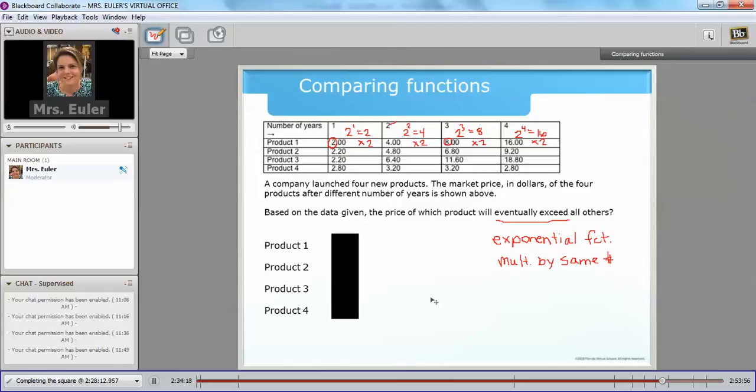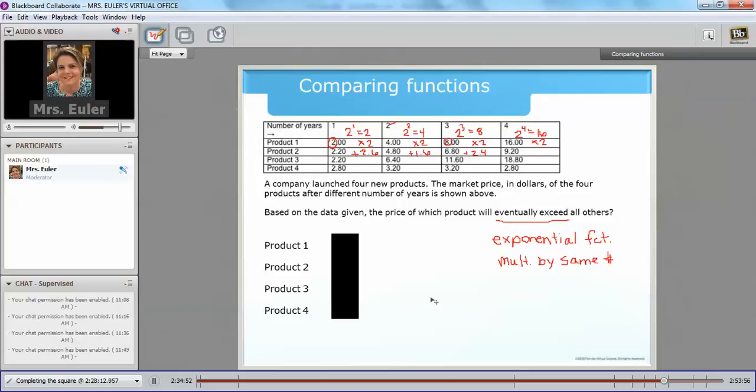You will notice that products 2, 3, and 4 do not have that same situation. So for example, we can see in product 2, to go from year 1 to year 2, we're adding 2.6 to it. From year 2 to 3, we are adding, looks like 1.6, so we're adding a little less. And then we're going to add, what is it, 4. So it's very inconsistent in product 2.